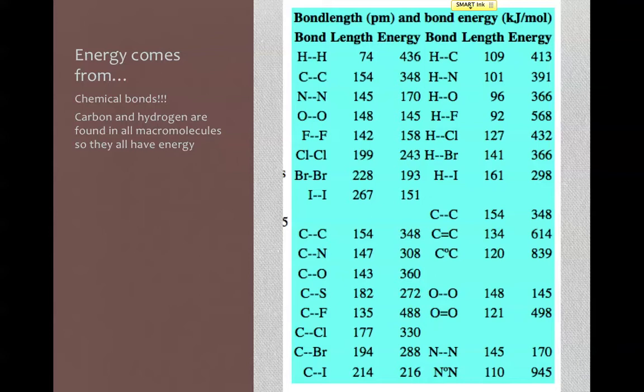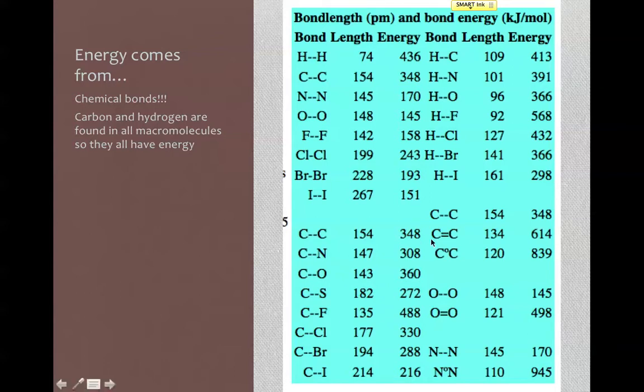You can look at over here. Where'd my mouse go? There it is. If you look here, carbon-hydrogen has 413. So a carbon-hydrogen bond actually stores more energy than a carbon-carbon bond, right? Because 413 compared to 348. Bottom line though, I want you to get that there is energy in bonds.